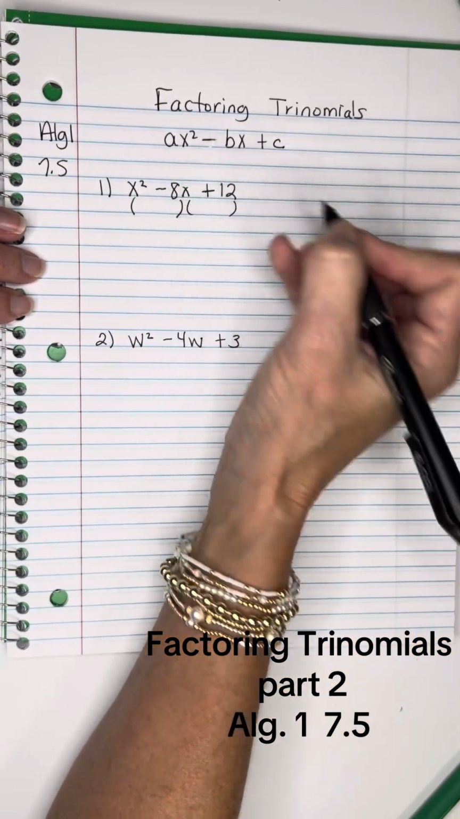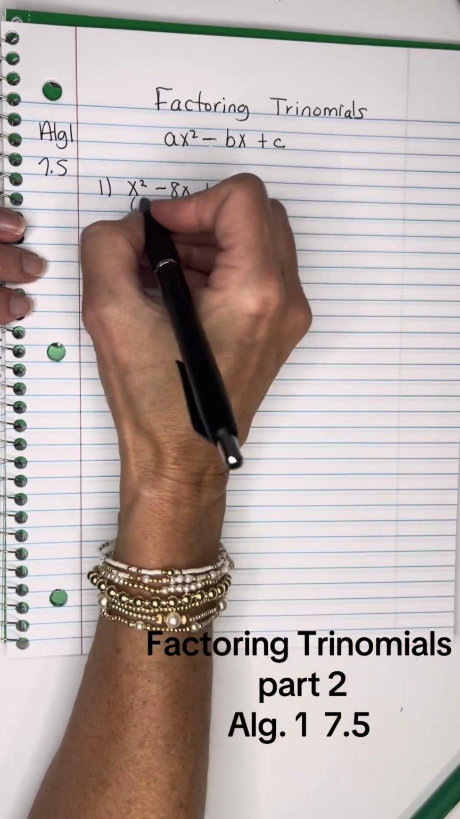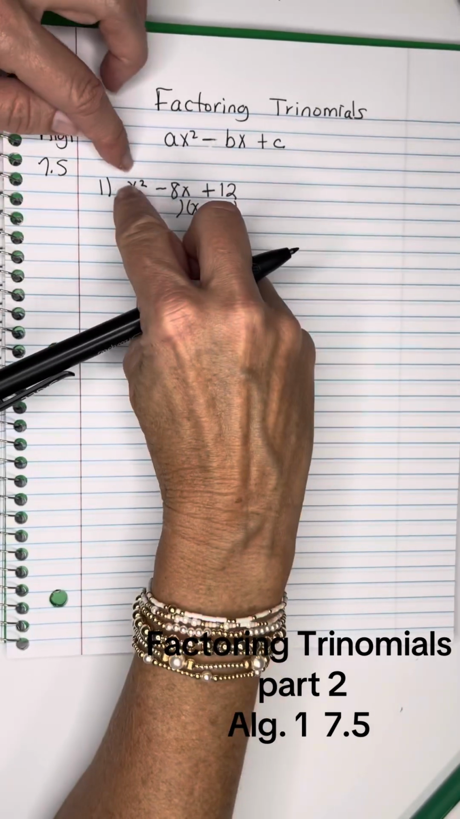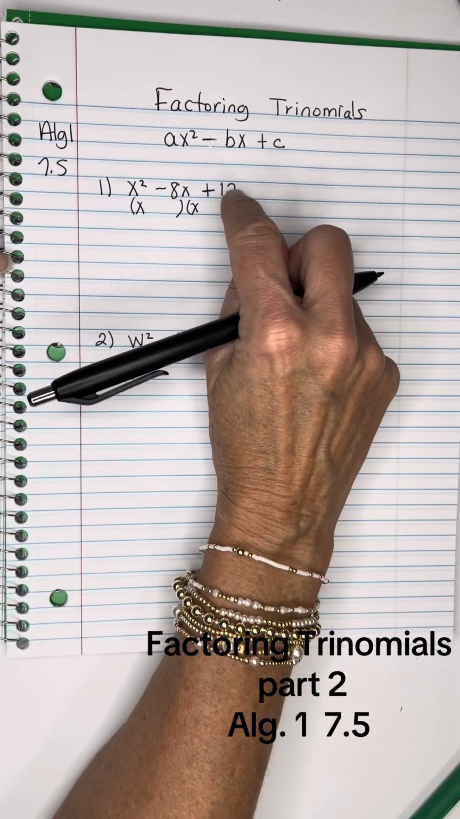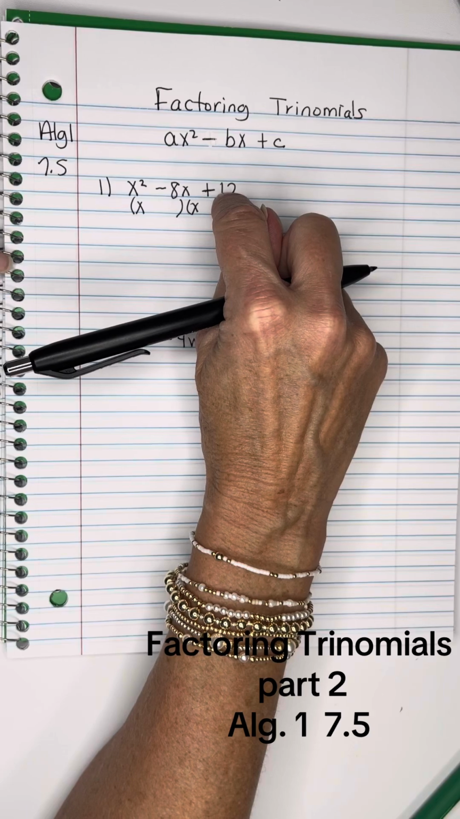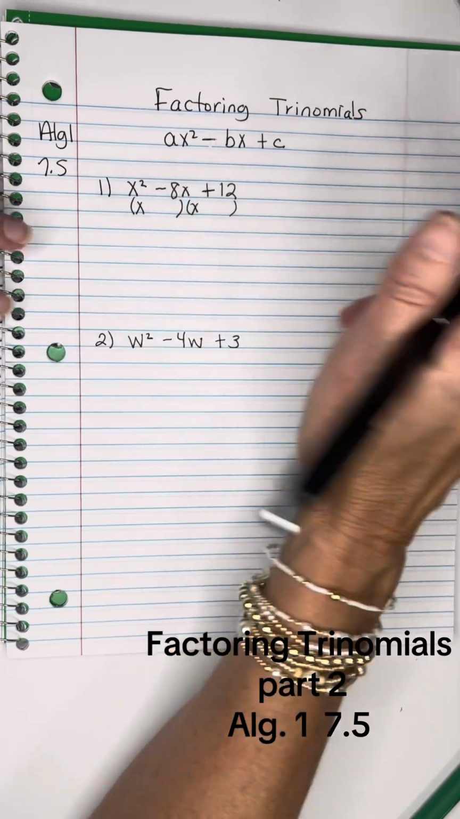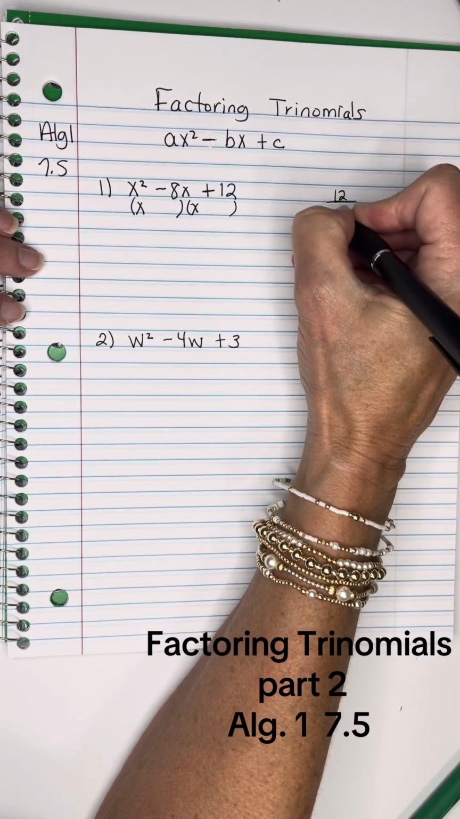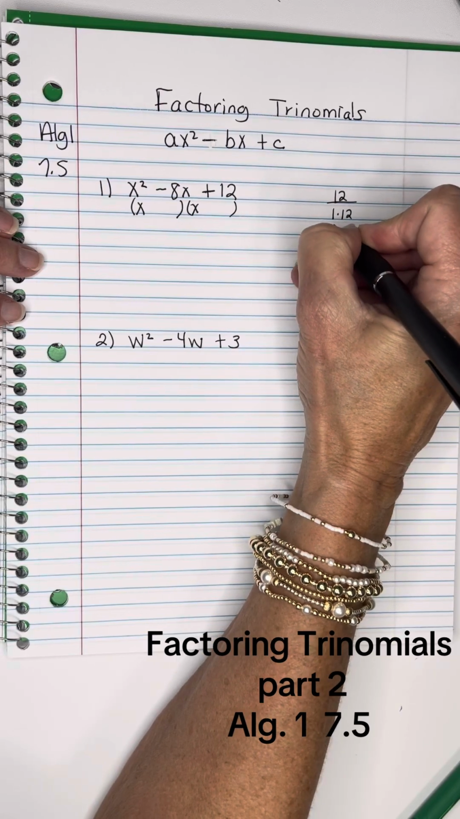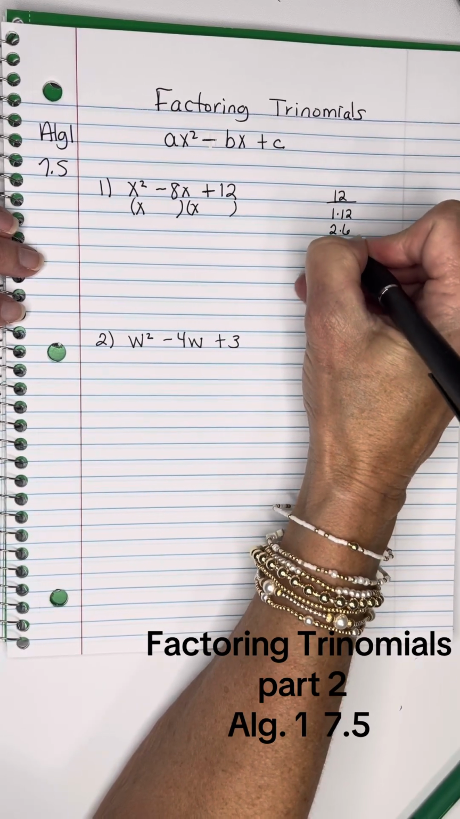So two sets of parentheses. The first terms had to be x. X times x is the x squared. Now, I need the numbers to multiply to give me 12 or add or subtract to give me 8. Okay, so the factors of 12 are 1 and 12, and 2 and 6, and 3 and 4.